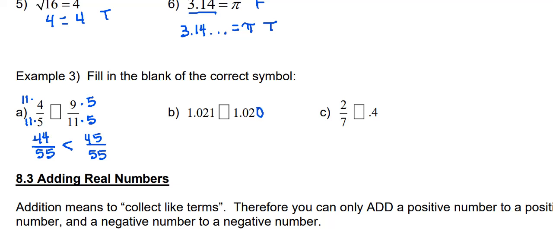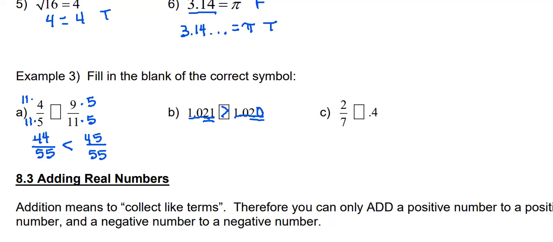So now since the first several decimals are the same, we really only have to compare the last decimal. So we know that 1 is greater than 0. So we would write it like this. Or you could think of it as 21 is greater than 20. However you want to compare that.